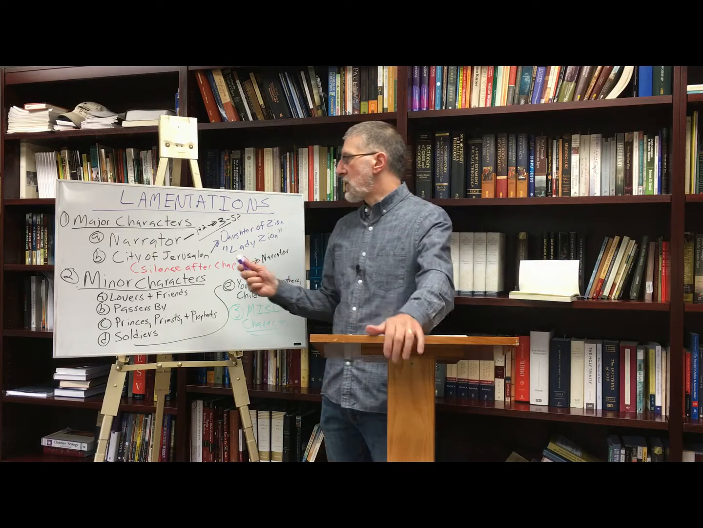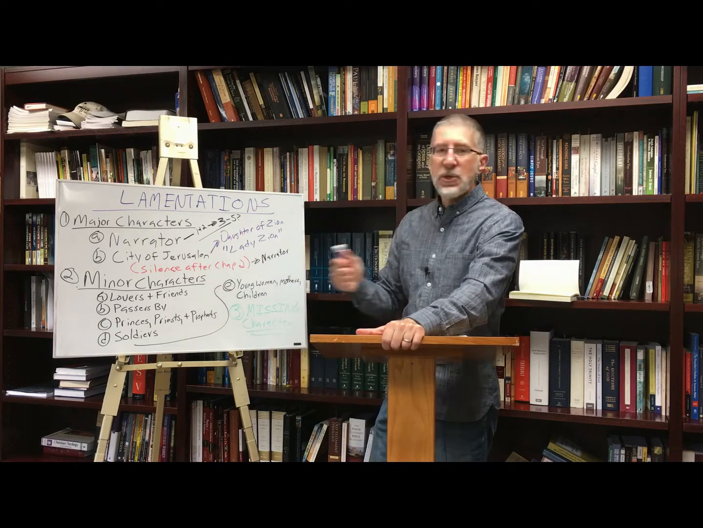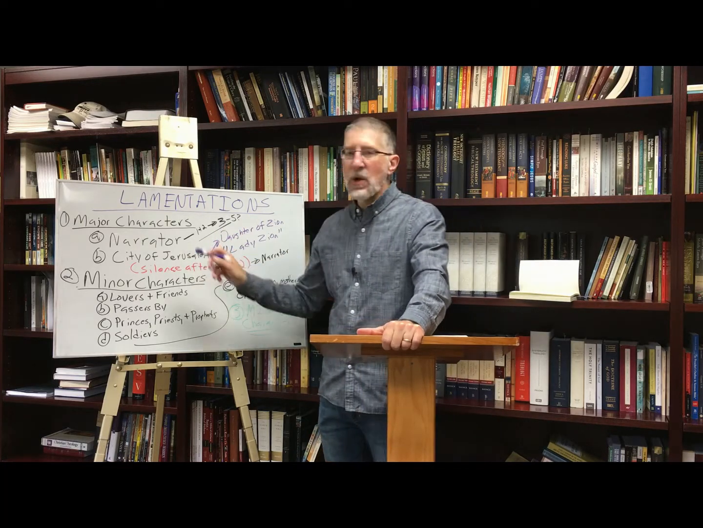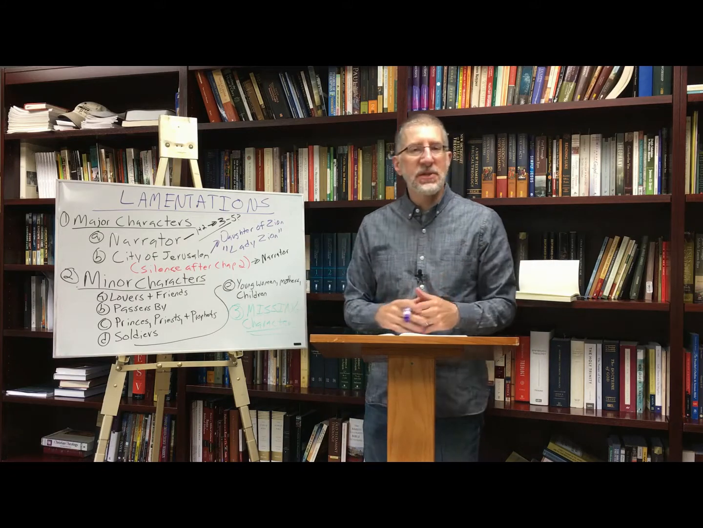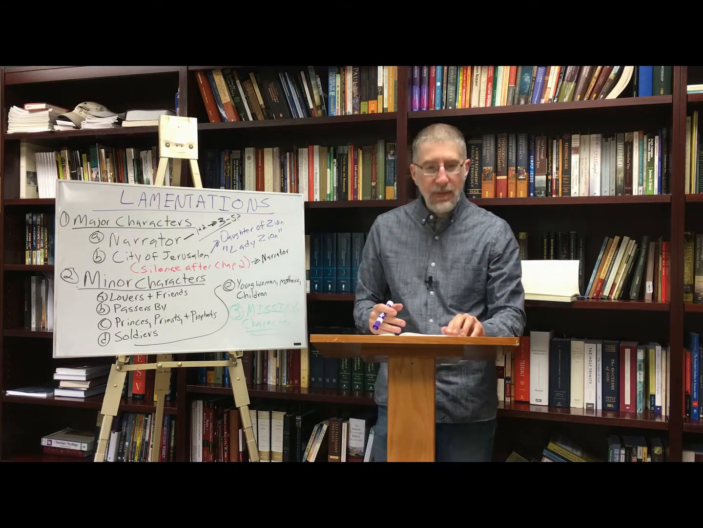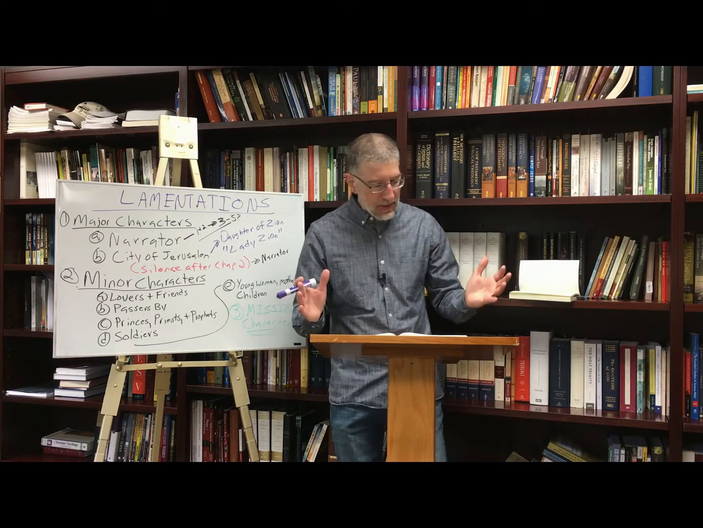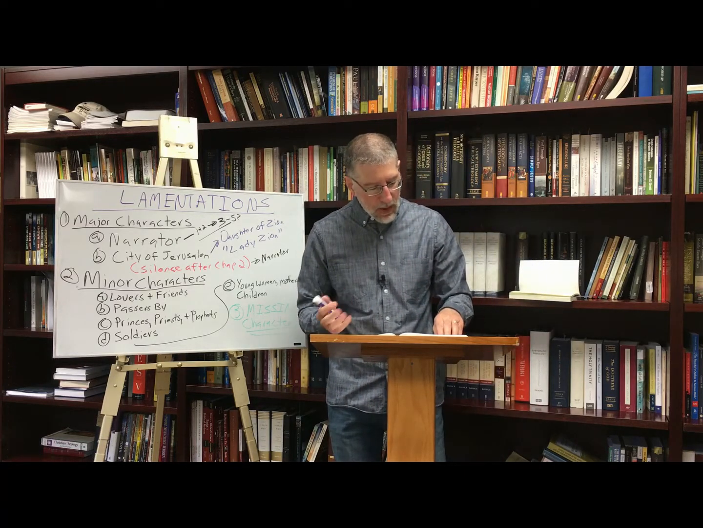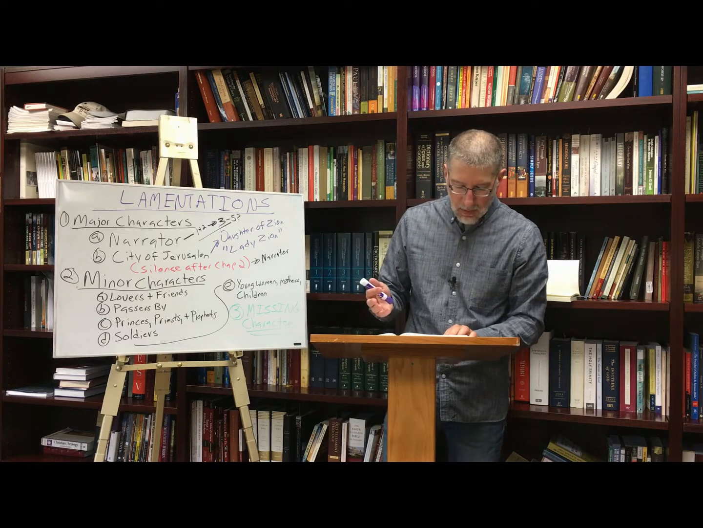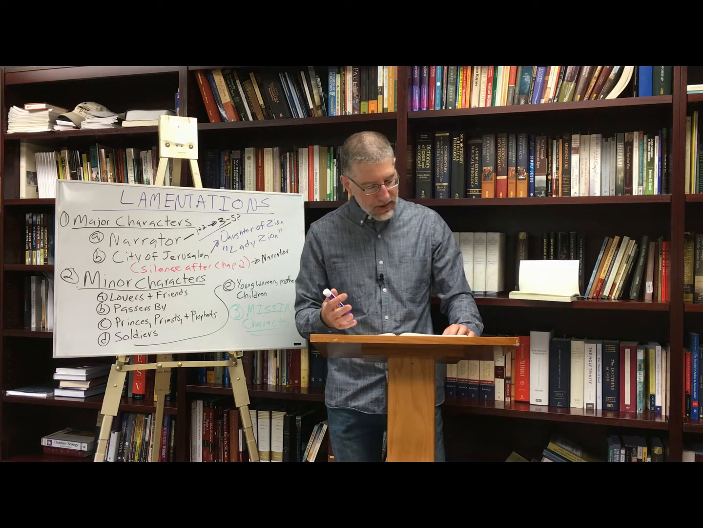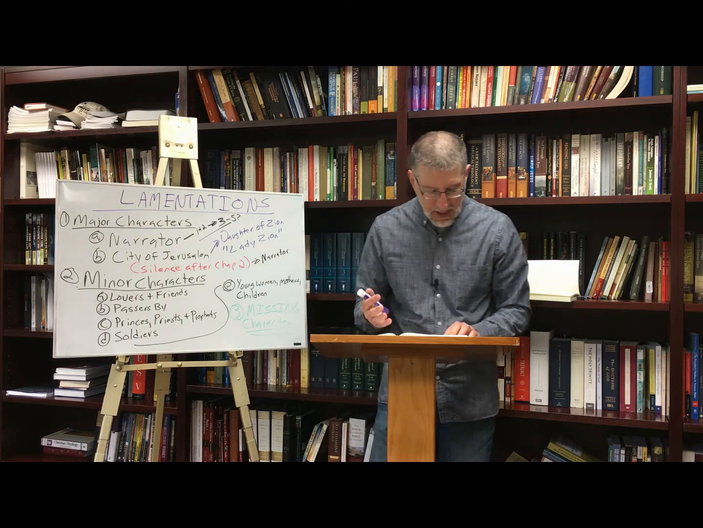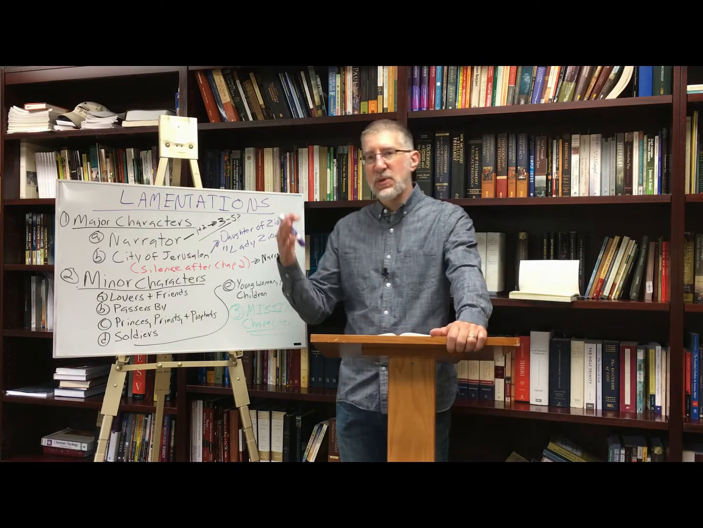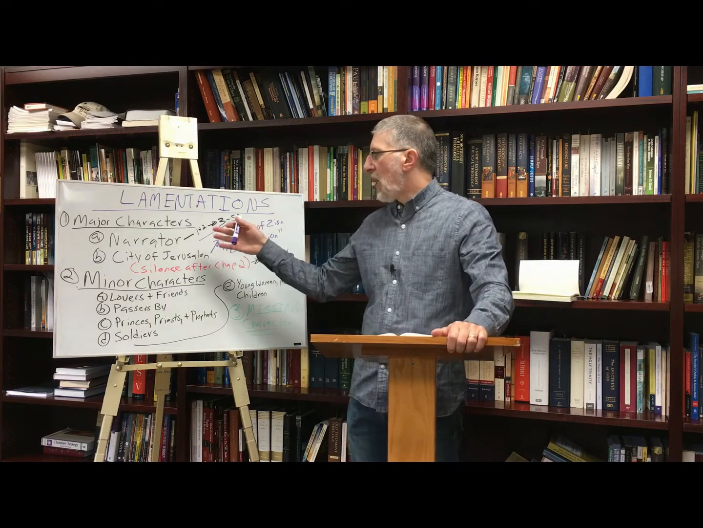The major characters in the book include two. The first one is the narrator. Now the narrator comes on the scene immediately. In chapter 1, verse 1, the book opens, "How lonely sits the city that was once full of people, how like a widow she has become. She that was great among the nations, she that was a princess among the provinces, has become a vassal." So right away we hear this voice of the narrator.